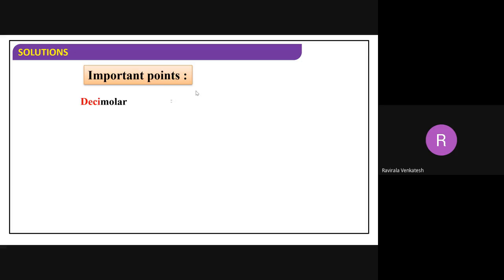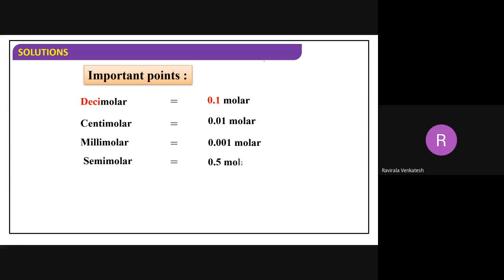Next. What is the meaning of decimolar, beta? Deci means what? Decimolar means 0.1 molar. In examination, they will give decimolar of solution. They don't give it like V1 is equal to something. They will simply say decimolar, meaning 0.1 molar. Centi means 0.01 molar. Milli means 10 to the power of minus 3 molar. Semi means 0.5 molar, isn't it? Deca means 10 molar, isn't it? This is important for you.